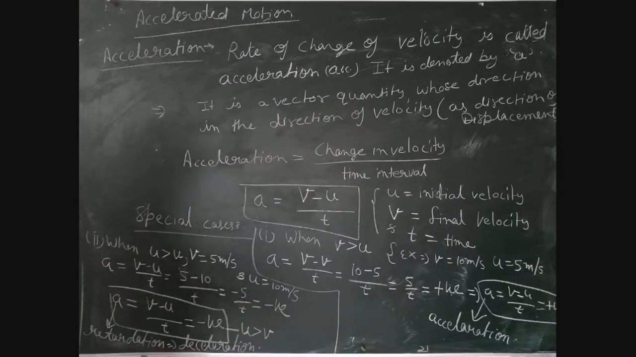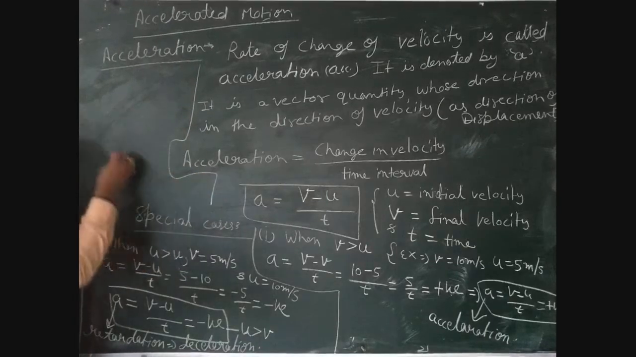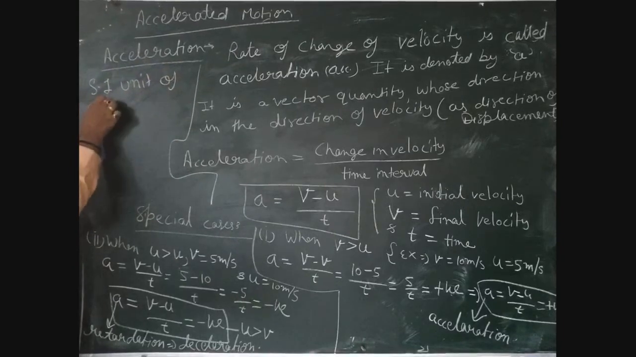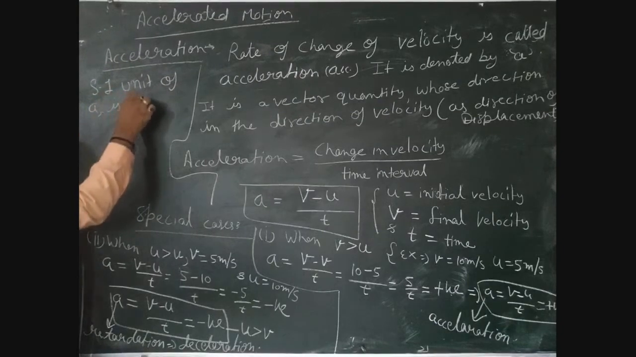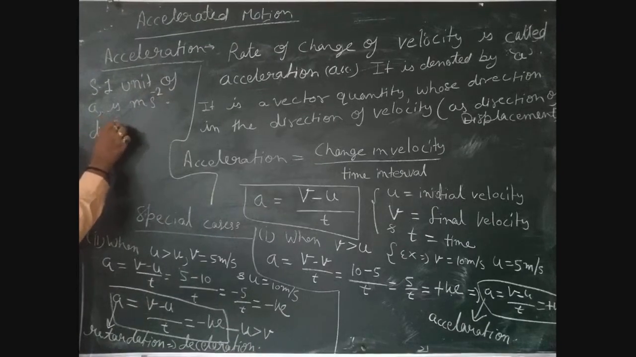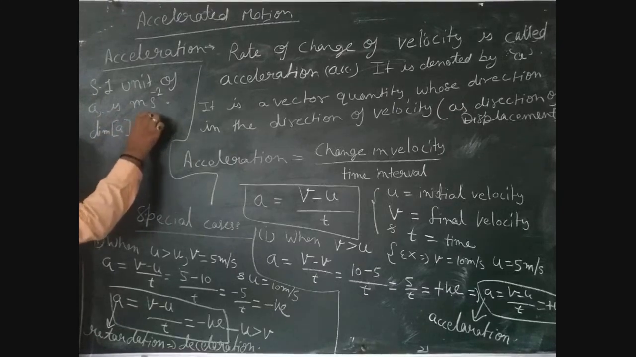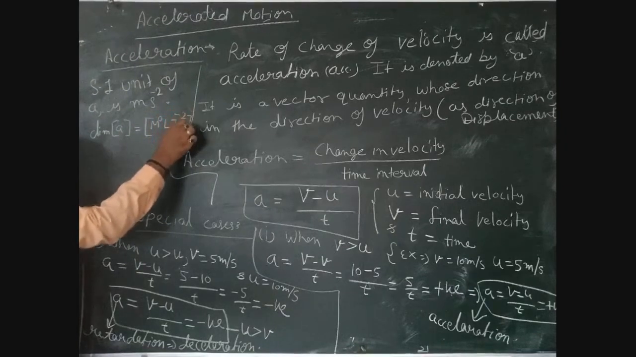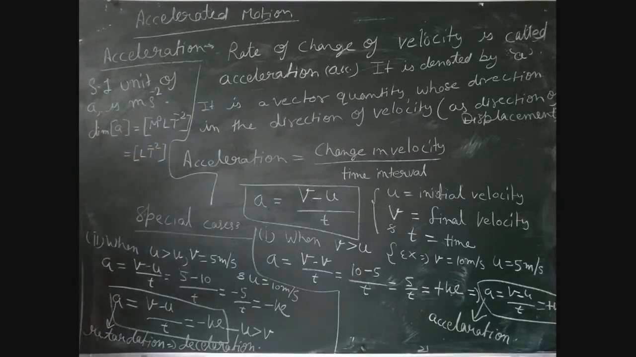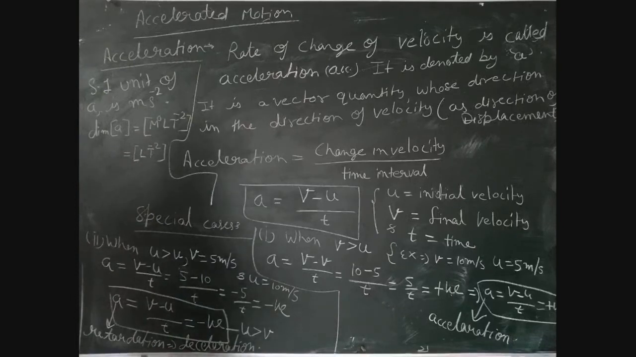Okay, next, the SI unit of acceleration is meter per second square and the dimensional formula is M^0 L T^-2, or simply you can write L T^-2. Okay, let's copy it.